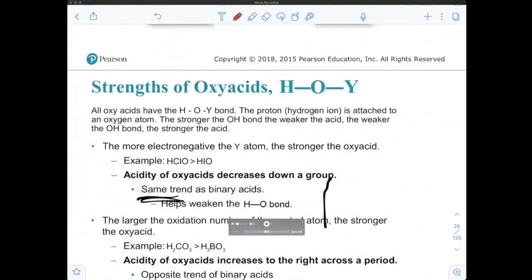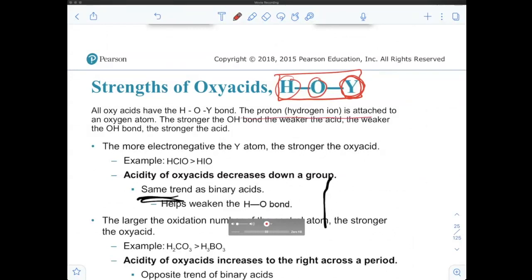So they talk about that here. Now there's a lot more going on with the oxyacid. So we're seeing right here, they're saying once again, the strength of the acid has to do with what's going on between the oxygen and the hydrogen bond, right? And then the electronegative Y element. Once again, Y is the letter being used here to communicate the non-metal.